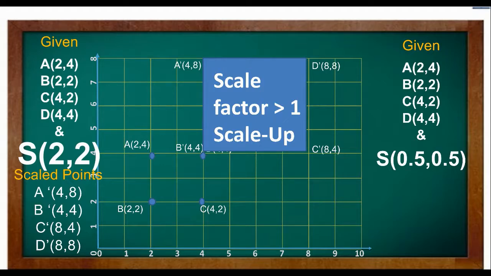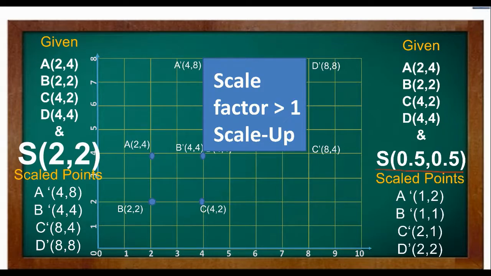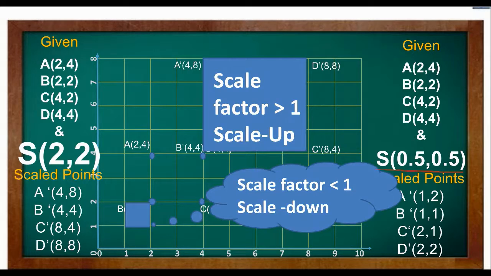So in the same case, if you consider the scale factor as 0.5, that is, it is less than 1, then if you apply scaling, the object will be reduced in size. So this we call it as scale down. If the scale factor is less than 1, the size is reduced. So if the scale factor is greater than 1, we call it as scale up. If it is less than 1, we call it as scale down. If it is equal to 1, there is no change in size.